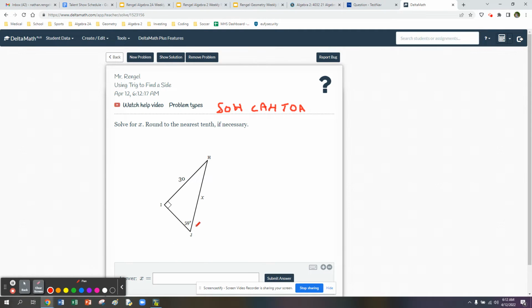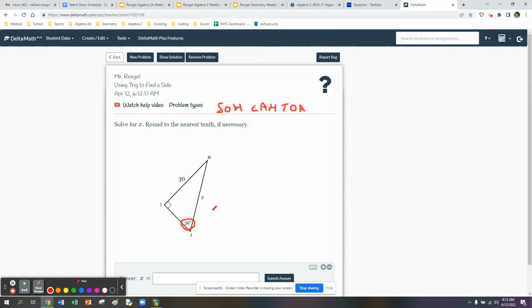So in right triangles, we have ratios of sides. We have a sine ratio, which is your opposite over hypotenuse, cosine ratio, adjacent over hypotenuse, and then tangent is your opposite over adjacent. And this acronym, SOHCAHTOA, can help us remember that. So the first thing we do is we're going to circle our angle. So this is how we're looking at the triangle.